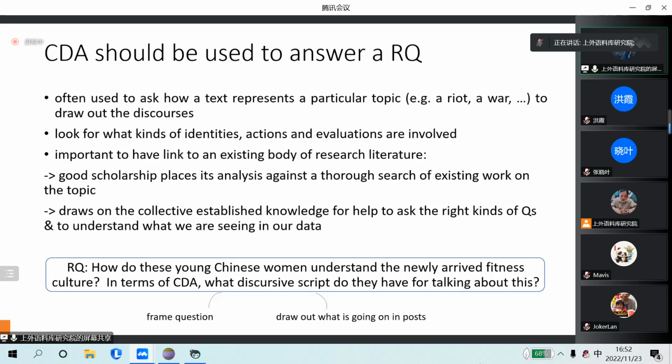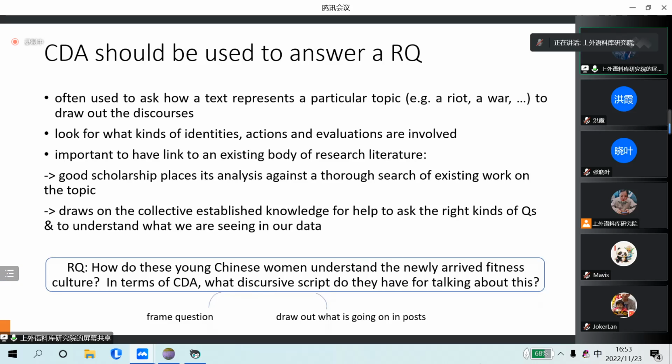So something very important before you start anything, even looking at your data, is that you have to have a research question. CDA should try to answer a research question. And it's often used to look at how a text represents something, like a particular topic, like a war or some event, a riot perhaps, and then draw out the discourses that people are using to express what they feel about this. In this, then, we look for what kind of identities, actions, and evaluations are involved.